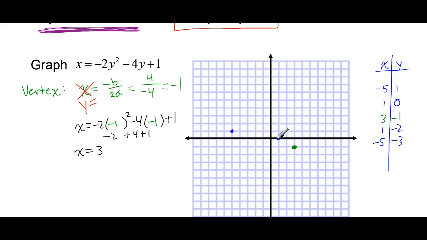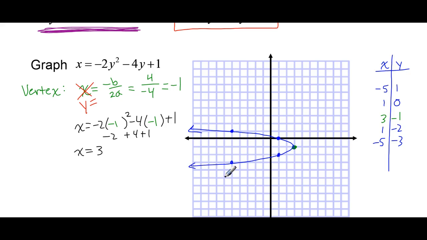1, 0, we get a point there. 1, negative 2, we get a point there. Negative 5, negative 3, we get a point there. And look at how that thing is arranged. Just like I kind of told you it would be. It's a sideways parabola pointing to, it turns out, the left.